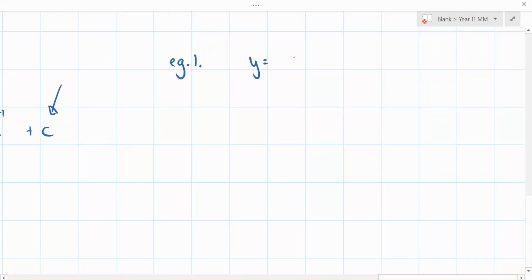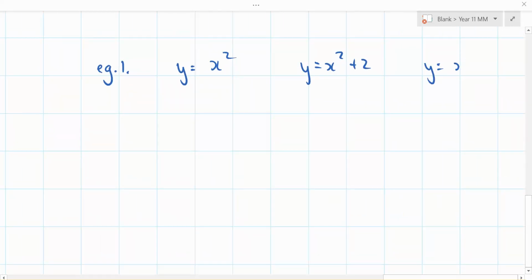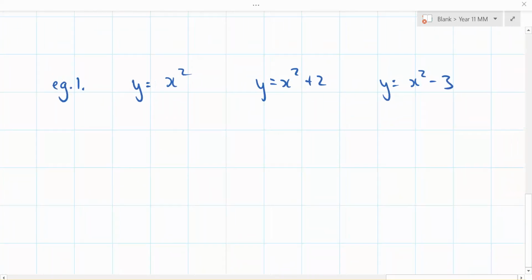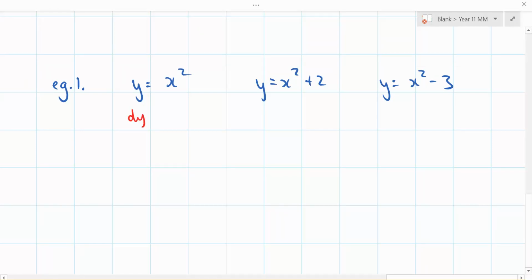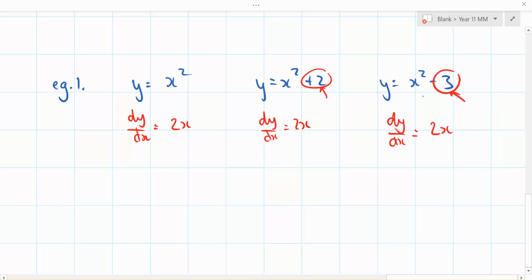If I gave you y equals x squared, and y equals x squared plus 2, and y equals x squared minus 3, and I asked you to find the derivative of each one, so dy dx, you would say this is 2x. If I said find dy dx, you would say this is also 2x. And if I said find dy dx here, find the gradient, you would say it is also 2x, because the derivative of these numbers is always going to be 0.